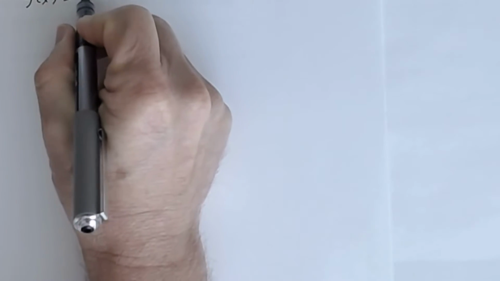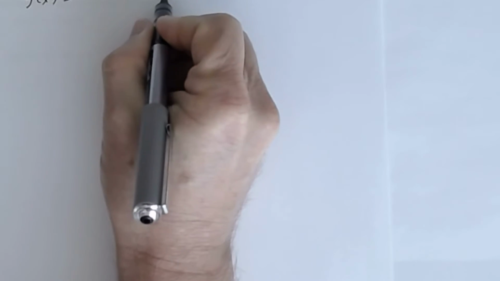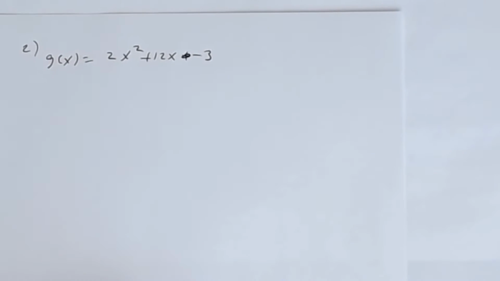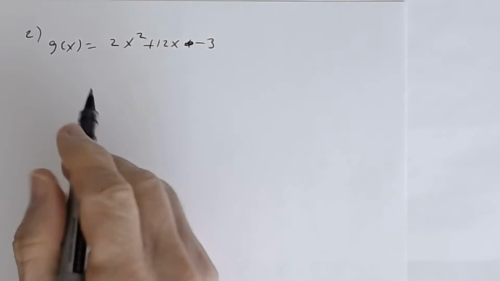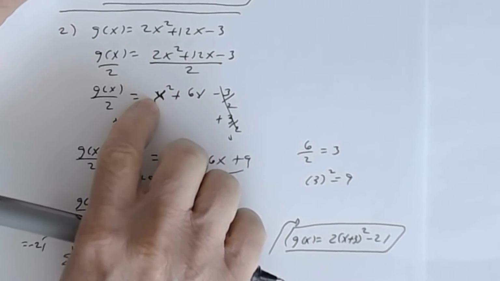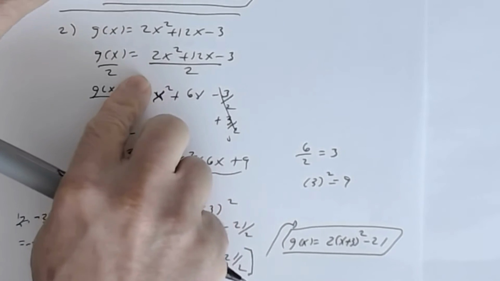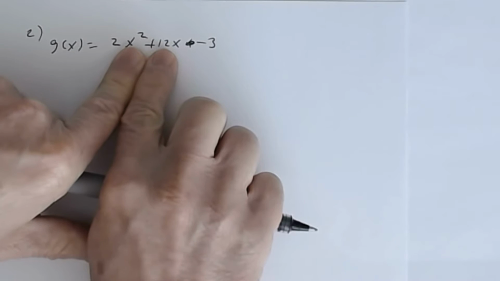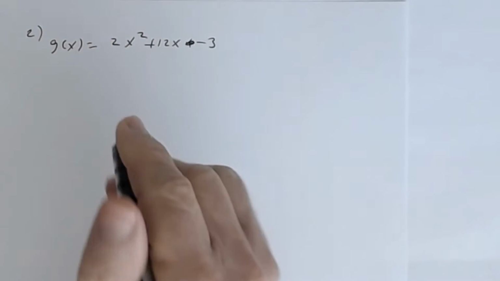Okay, so let's look at the other way for doing number 2. So here's what I mean by the other way. So we have g of x is equal to 2x squared plus 12x minus 3, okay? And so remember, when we did this one, before we complete the square, we had to get x squared to have a coefficient of 1. So one way was to divide by 2. The other way is to factor out a 2 from the x terms. But let's go ahead and first bring the 3 to the other side.